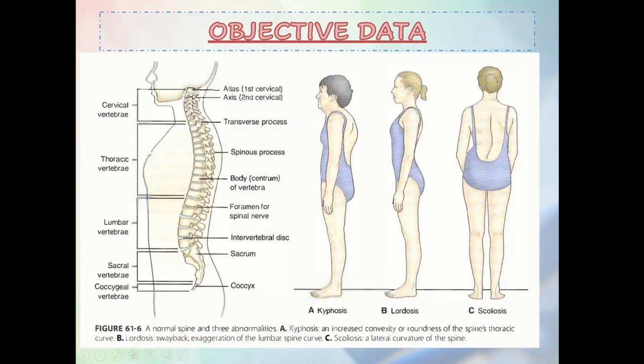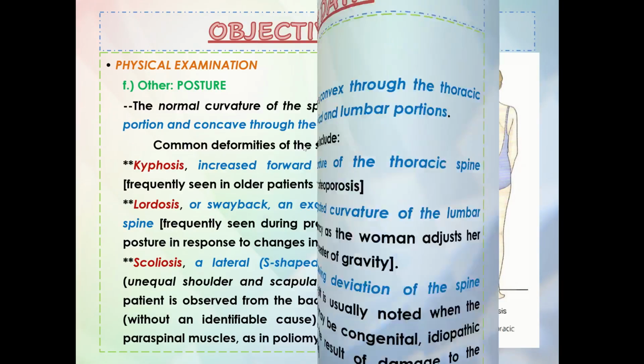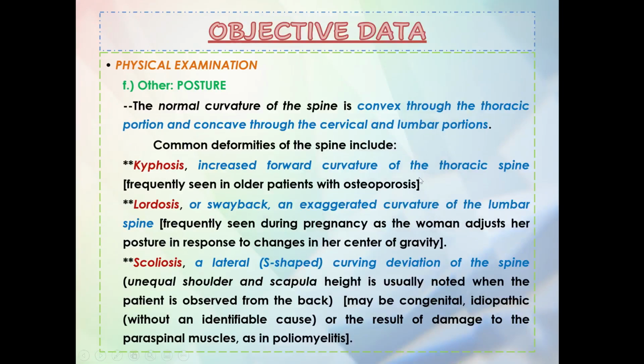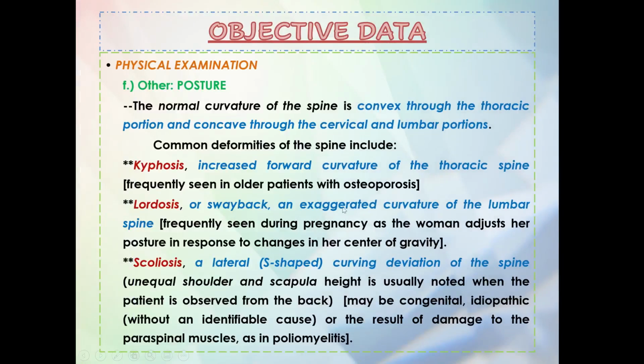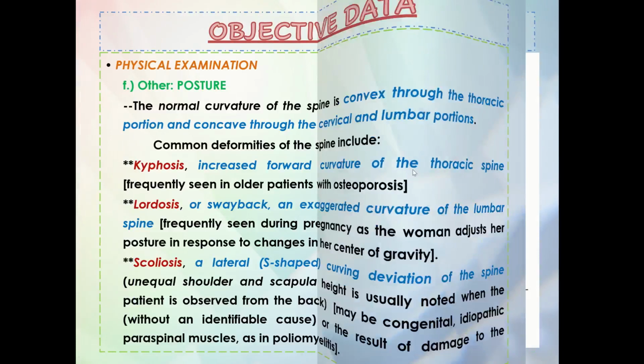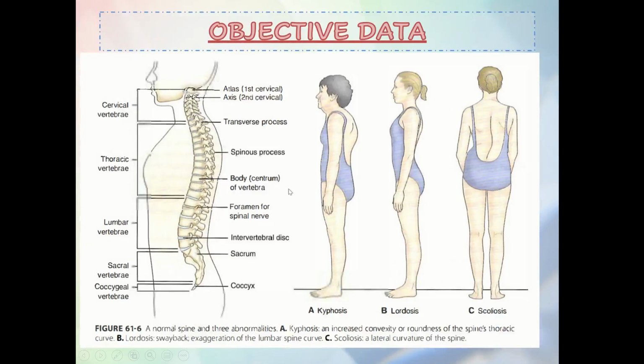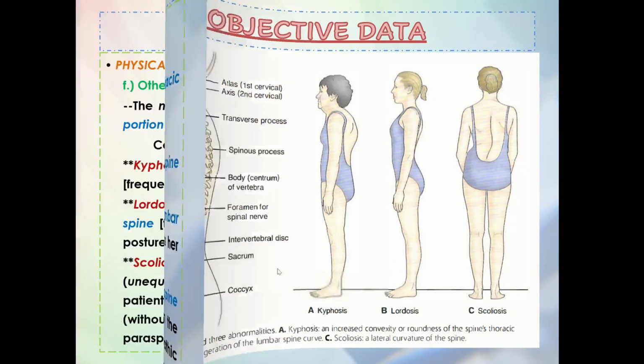So, tingnan natin, ito yung picture. So, ito yung kyphosis. So, andito yung problem. Okay, so again, pag sinabing kyphosis, di ba? Increased forward curvature of the thoracic spine. So, naka-forward itong thoracic area natin. And then for lordosis, ang problem naman dito is exaggerated curvature yung kanyang lumbar spine. So, ito yung lumbar area. So, exaggerated yung pagka-curve.